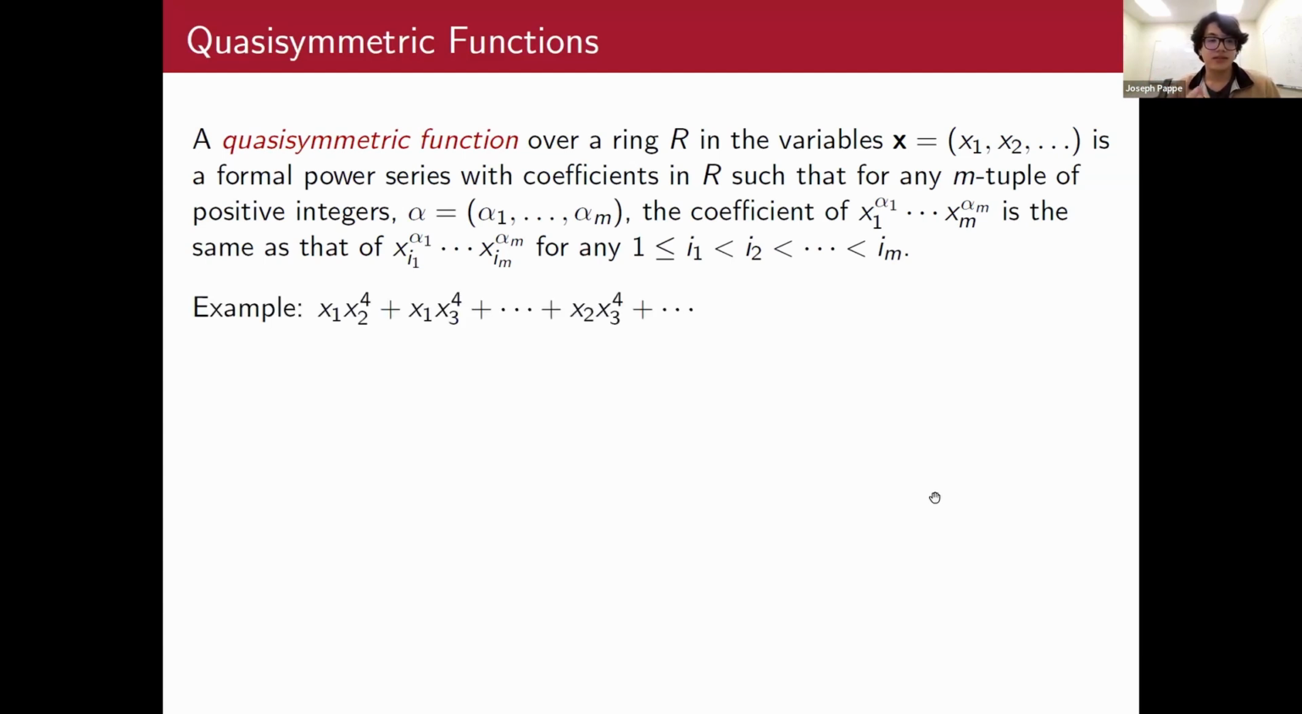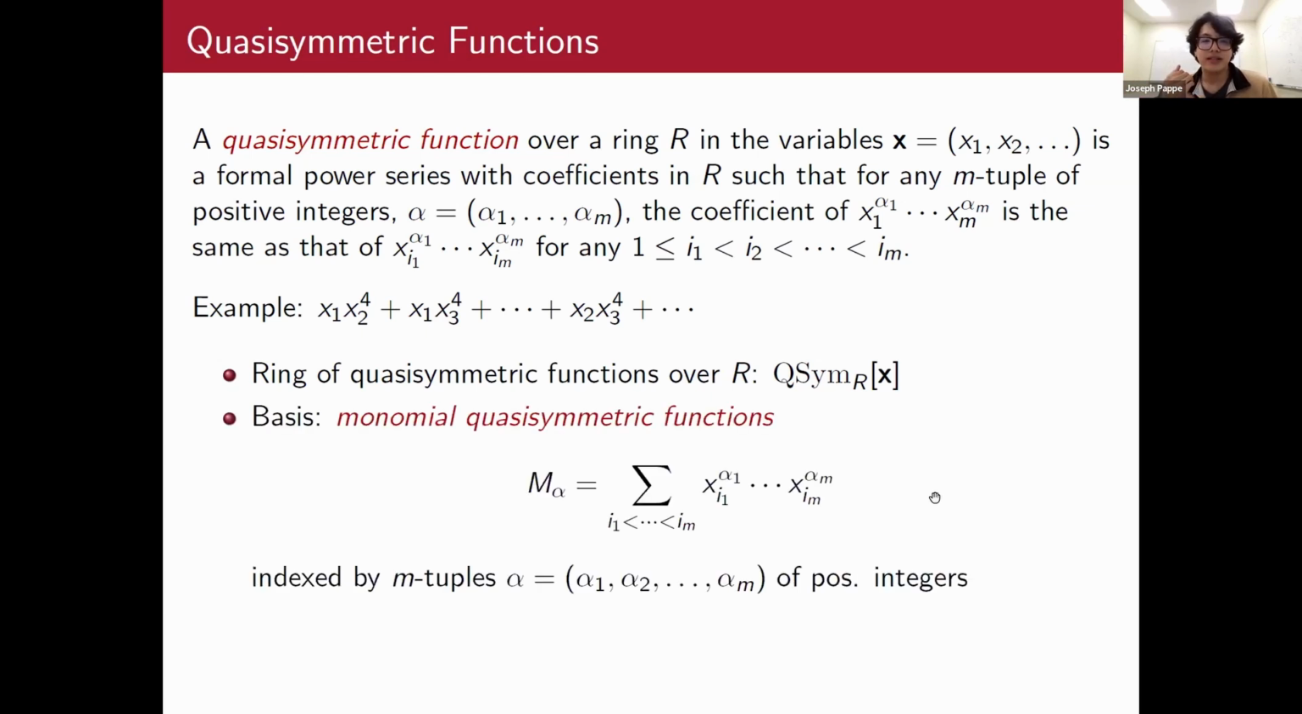So for instance, this is an example of a quasisymmetric function, as we have all terms of the form x_i times x_j to the fourth, where i is less than j, and all of these coefficients are the same. Under normal addition and multiplication, this forms a ring, which we're going to denote QSym R.